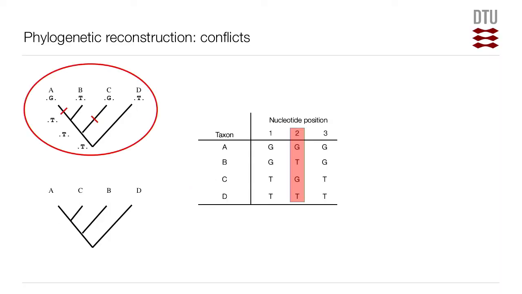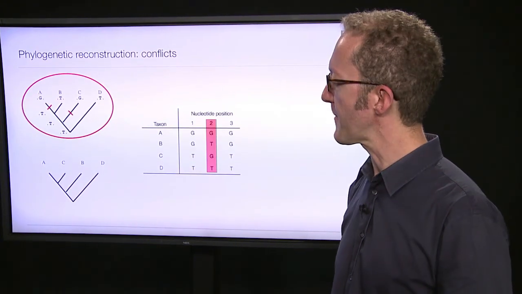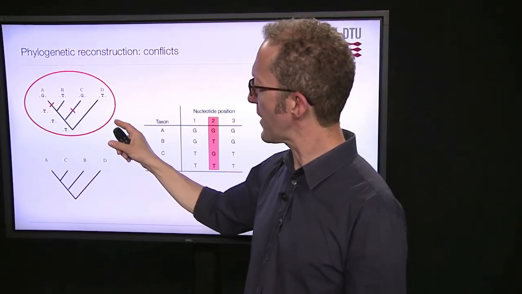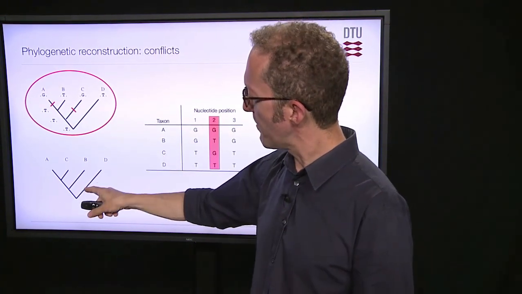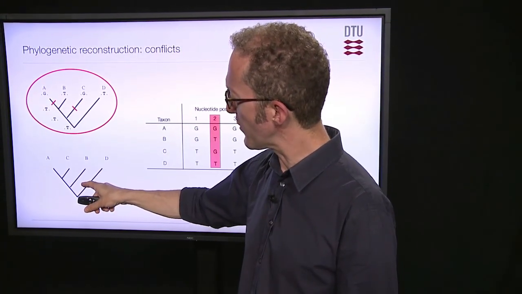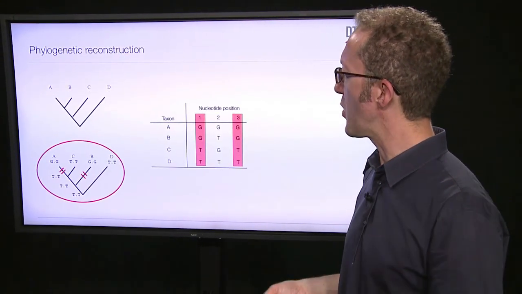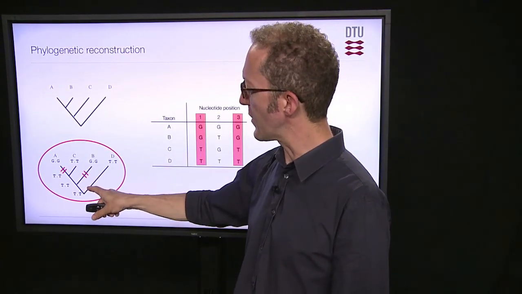If we tried to put nucleotide position 2 on the tree that we've been preferring up to now, we instead have to assume that A and C, which are now separate, have evolved their Gs separately, that they are homoplasies. So it's a conflict, okay? The second nucleotide position is most consistent with the bottom tree and inconsistent with the top tree. The two other positions are more consistent with the top tree and are inconsistent with the bottom tree.